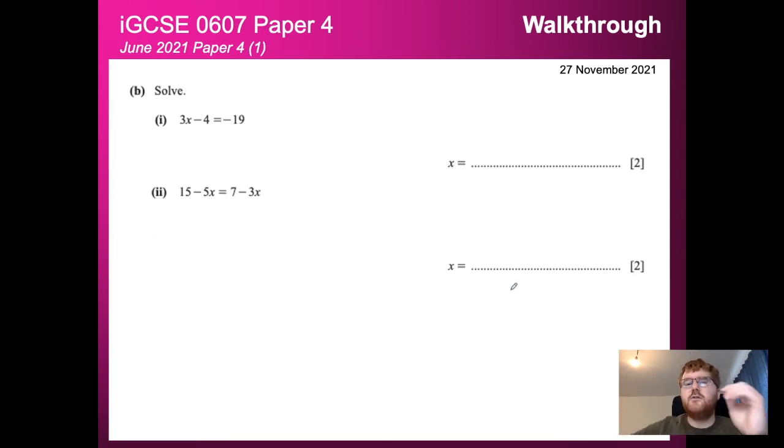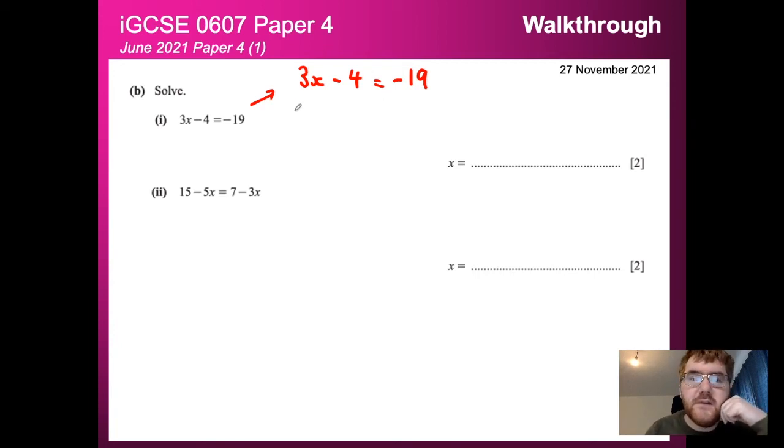And now they test your equation solving skills in some slightly different contexts. So we just need to stick to the same method we used before. So 3x minus 4 is equal to minus 19. Again, we keep chipping away at the equation until we get x on its own. So what's the opposite of minusing 4? Well, we add 4 on both sides.